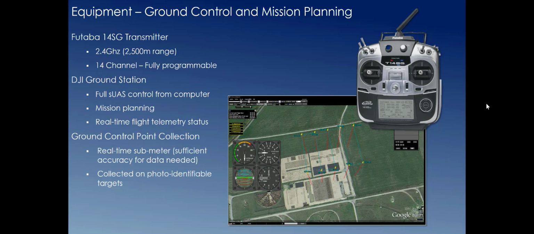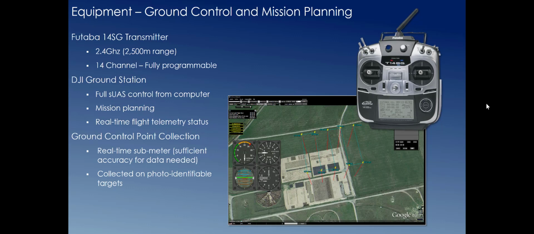Additionally, some of the other equipment that we use, because these are older UAS, we'll just use Futaba 14SG transmitters. Fantastic transmitters used by RC pilots. It's a 14 channel, fully programmable. You can see the picture there on the right, so you've got a button for just about everything and good menu control.